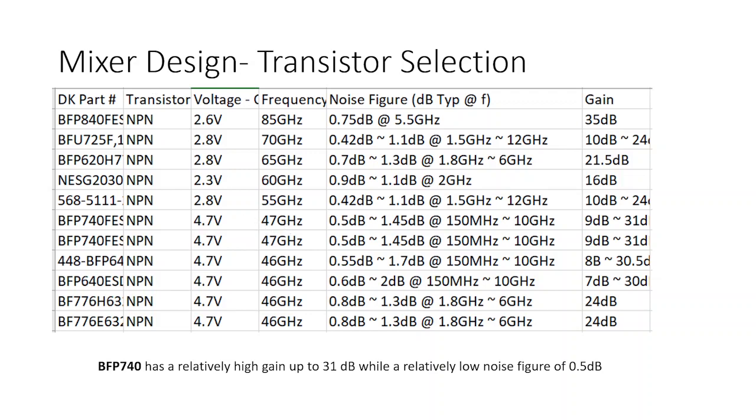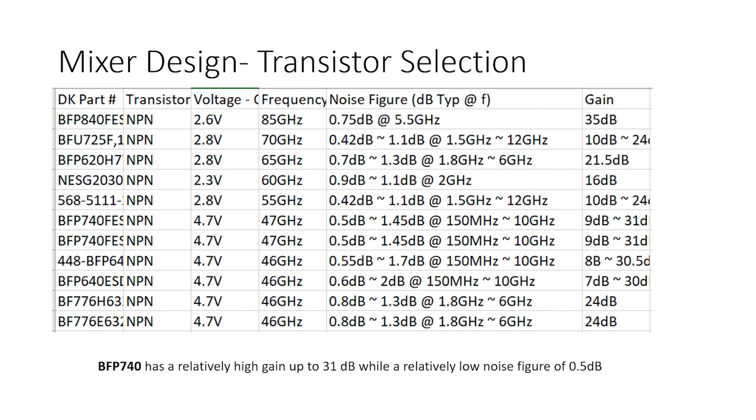Here's the mixer design. The topology we are going to use is a single-ended bipolar junction transistor Gilbert mixer. We begin by choosing the transistor that will be used in this topology. Here's the list of transistors acquired from the DigiKey website, sorted by frequency from high to low. This application requires a frequency of 2 GHz, and the transition frequency should be higher than 12 GHz. We also want a higher gain and a lower noise figure for this application.